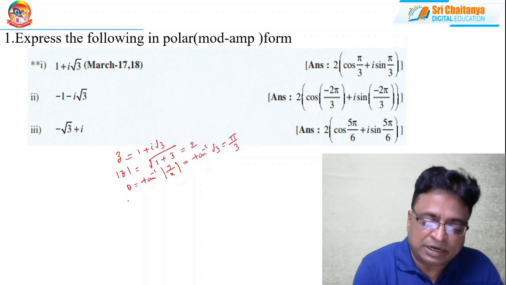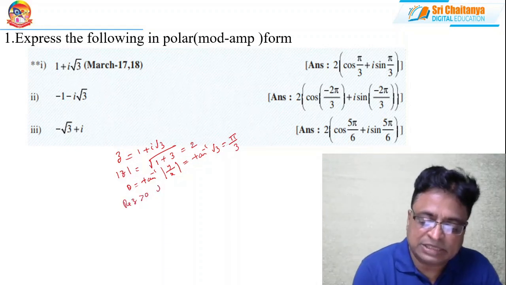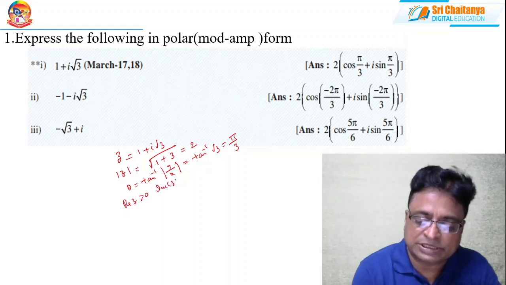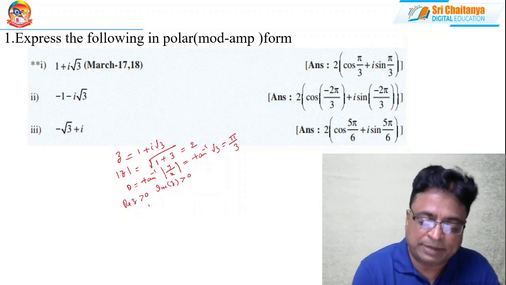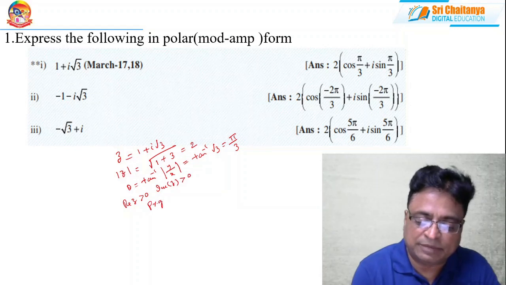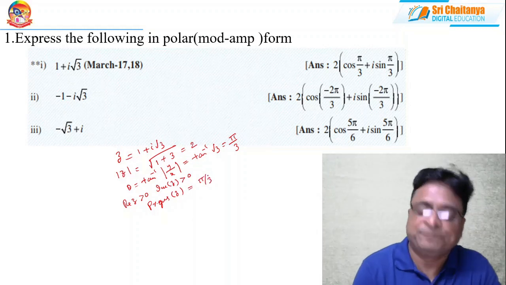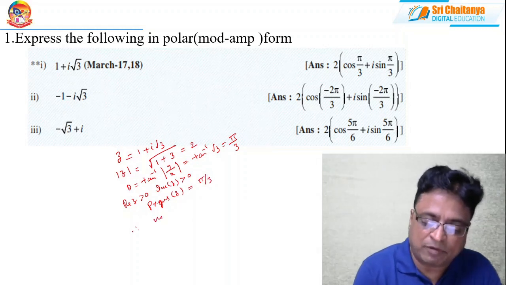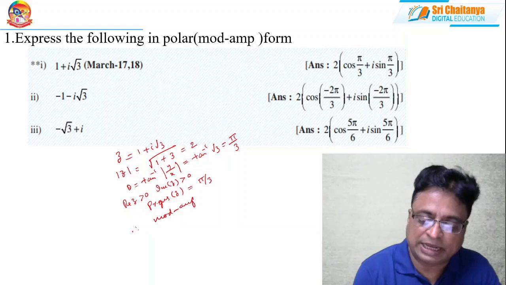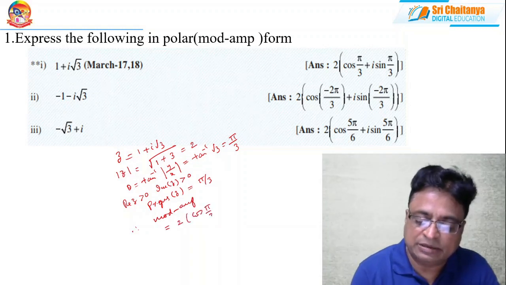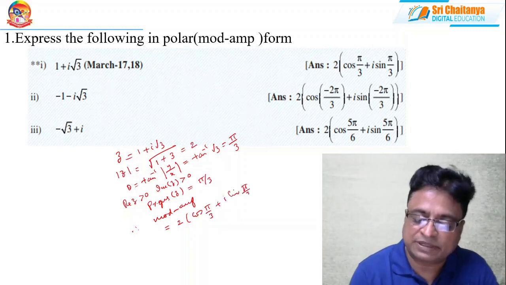But here real z is positive and imaginary z is also positive. Therefore, my principal argument of z is equal to pi by 3 only, because that is theta. Therefore, the mod amp form I can write as 2 into cos pi by 3 plus i sin pi by 3. This is the answer for the first question.